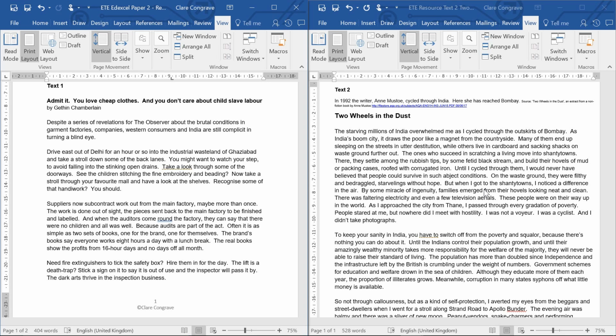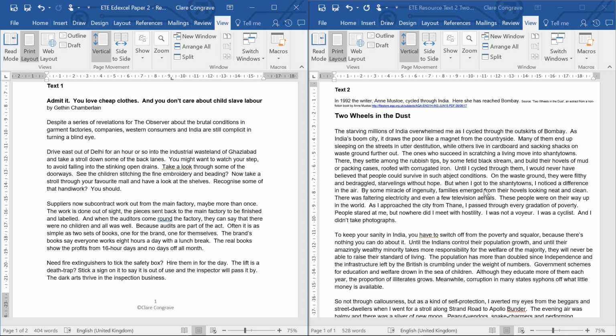They said, both texts highlight the extent of poverty in India. In text 1, it states that there is child slave labour. Similarly, in text 2, it says the starving millions of India. These descriptions both make us feel sympathetic for them. So they're also thinking about the impact on the reader, which is something that you can include in here because it shows you really do understand the content and how the texts are similar.